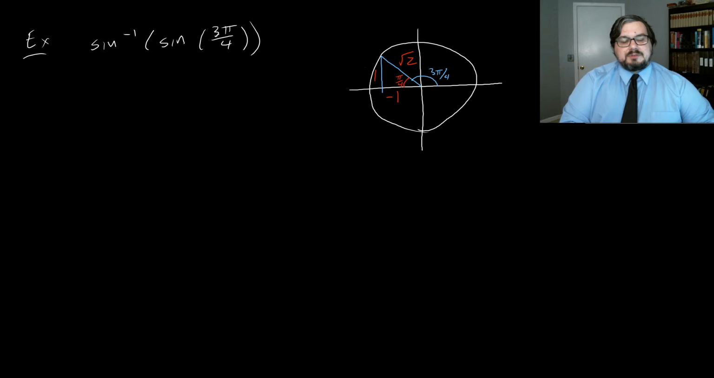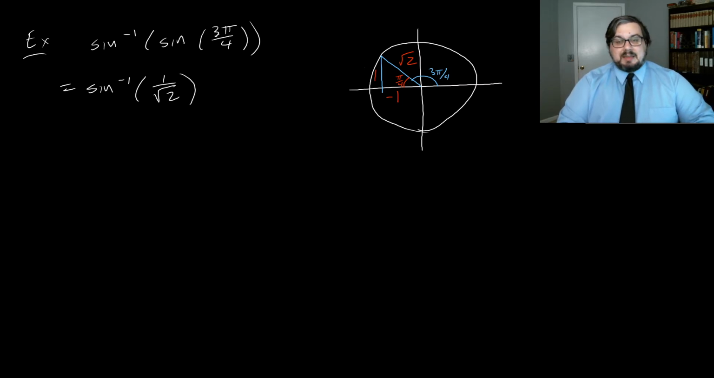So we have inverse sine of 3 pi over 4. That's going to be inverse sine of, now sine of 3 pi over 4 is going to be 1 over square root of 2, because that's the opposite over the hypotenuse for this triangle. And now we can sort of ignore where all of this came from and just try and evaluate: what is inverse sine of 1 over square root of 2? That's asking what angle within quadrant 1 or 4 has a sine of 1 over square root of 2.